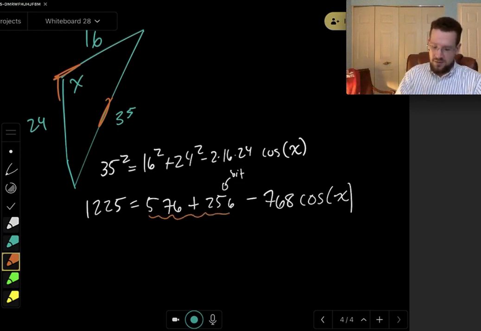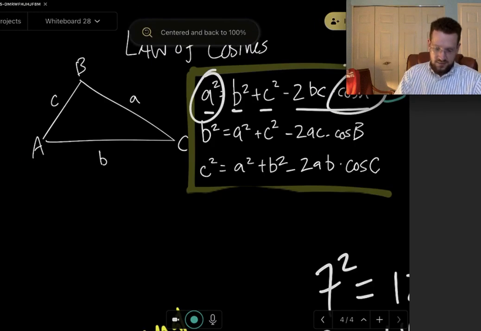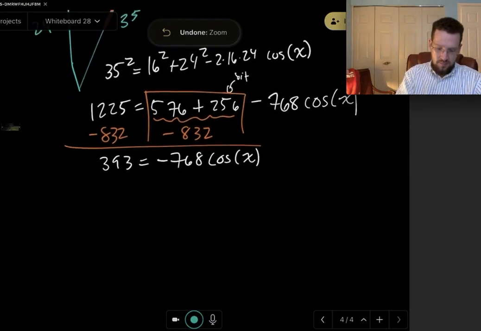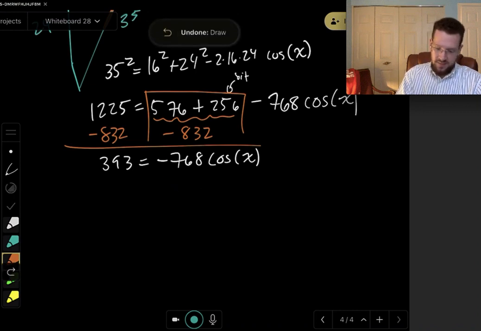So I'm going to add these two numbers together and then subtract that from both sides. So this is 832. So these cancel. And then 393 is equal to negative 68 cosine x. I'm going to add this to both sides. Still going to divide, but it's going to make this negative.